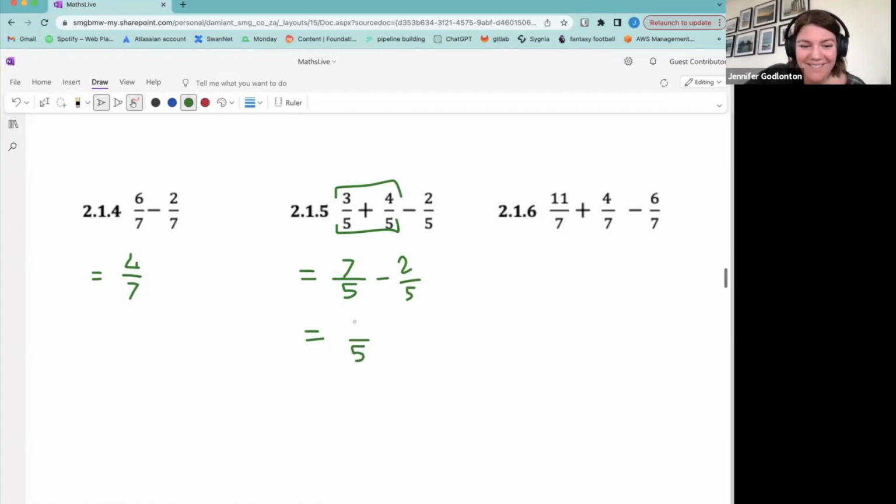There we go. I love how you guys are working together. Like you get answers and then you help each other out. 5 over 5, which is absolutely equal to 1. Beautiful. Okay, and then your last one over here, give it a go.